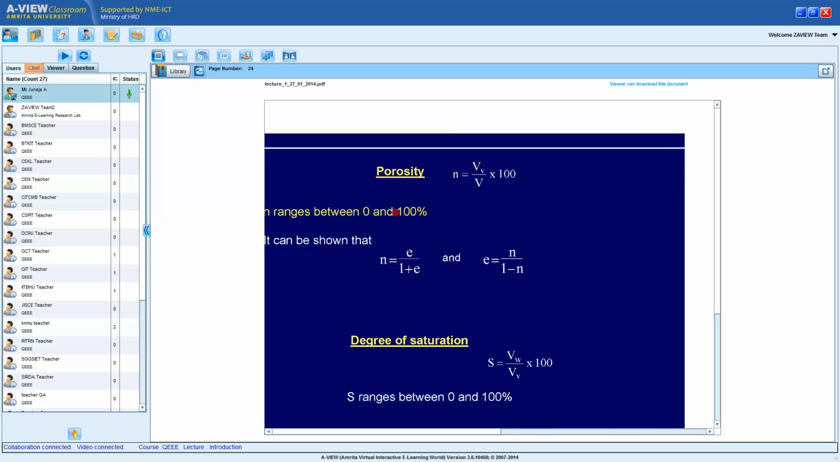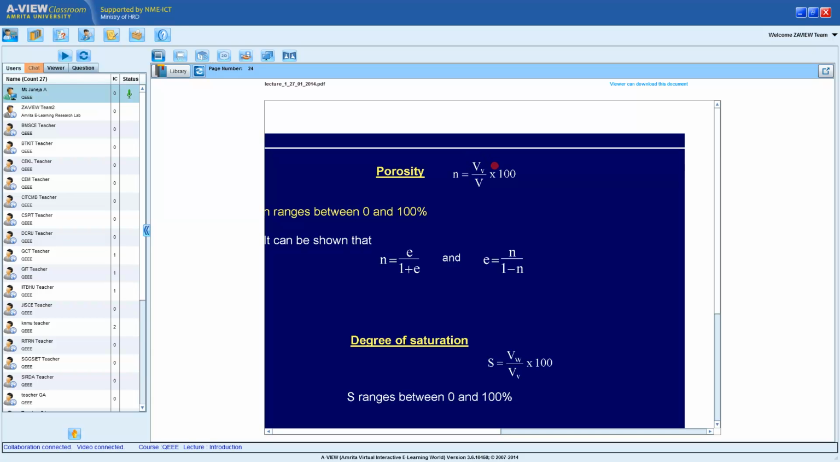Let me go to the next slide, please. The next one is porosity. Porosity is again expressed as percent. So it can be a ratio or it can be a percent. Porosity is defined as volume of voids to the total volume of the soil. If you look at this very carefully, volume of voids is dependent on total volume. So it is like a sub-matrix of total volume. If I want to rephrase this, the numerator is dependent on the denominator.